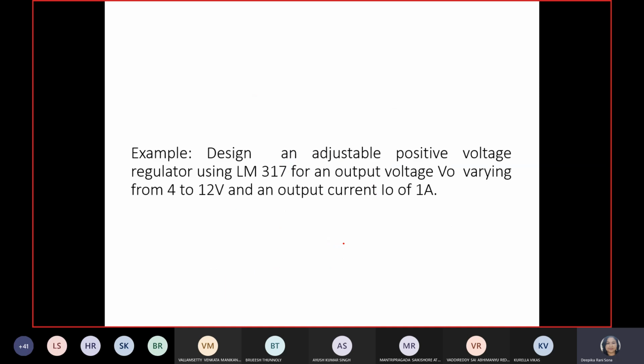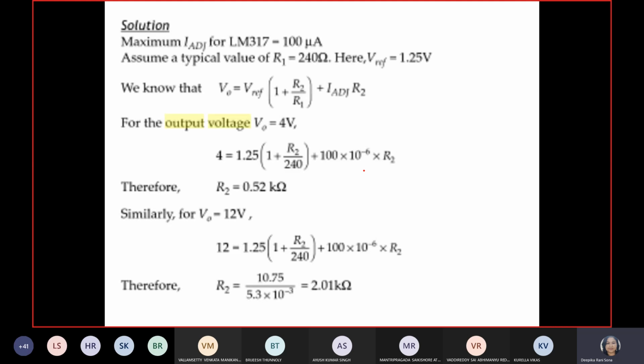Now one example I am going to show you. Design an adjustable positive voltage regulator using LM317 to give an output of 4 volt to 12 volt range, and the output current should be 1 ampere. This is I0, the representation of your current; because of the text only it is looking like this. So what are the things? Let's see the solution, guys.